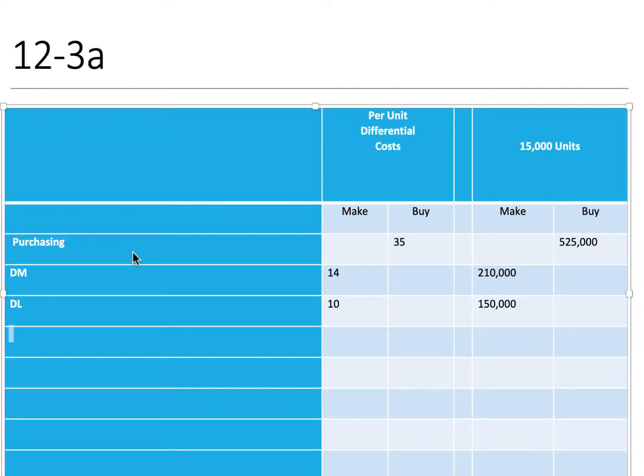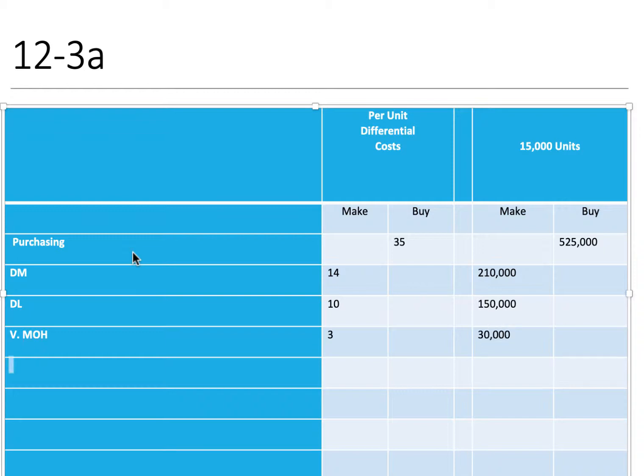The next thing we have is the variable MOH. And we know that on a per unit basis, that's $3. However, in total, over those 15,000 units, that costs us 30 grand.